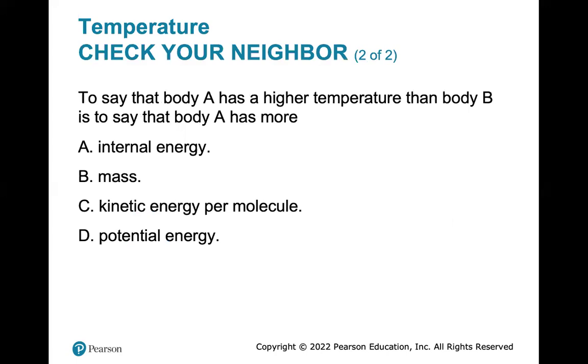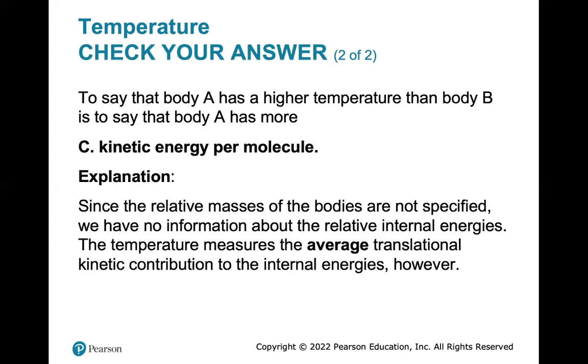Okay. To say that body A has a higher temperature than body B is to say that body A has more internal energy, more mass, more kinetic energy per molecule, or more potential energy? Well, it's the kinetic energy per molecule. Since the relative masses of the bodies are not specified, we have no information about the relative internal energies. The temperature measures the average translational kinetic contribution to the internal energies, however.